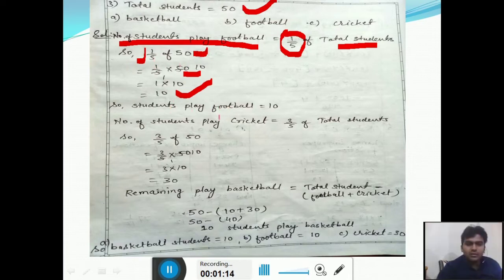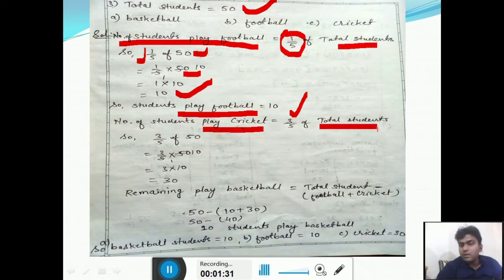So what we got? The students who play football. Now the number of students who play cricket. For that also we have been given the fraction, 3 upon 5 of them play cricket. So 3 upon 5 of what? Of total students. So here we will find 3 upon 5 of total, that is 50. So we will find 3 upon 5 of 50.